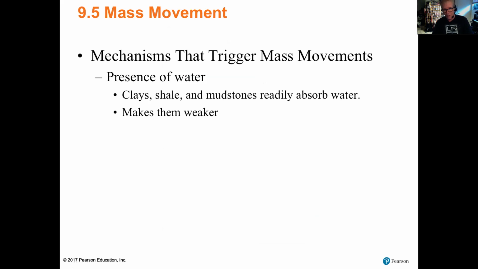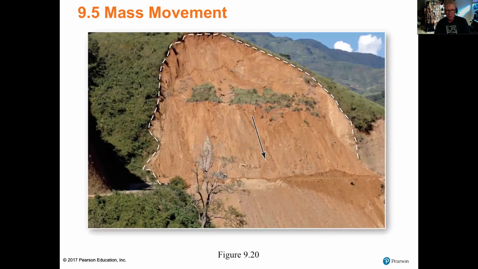Now, what triggers mass movement? Well, usually it's the presence of water. Soils, or regolith or bedrock that has lots of clay, shale, or mudstones, they readily absorb water, and that makes them weaker. It lessens the adhesion. The water adds mass, and if you increase the mass, then the force of gravity acts upon it with more strength and will pull it downward.